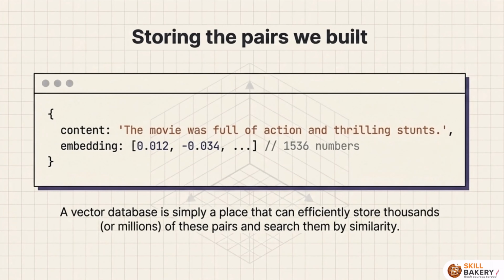In practical terms, a vector database stores a content embedding pair. For example, a movie description is stored alongside a list of 1,536 numbers that represent its "action and thrill levels." The database is simply a high-performance engine that can efficiently store and search through millions of these pairs simultaneously.